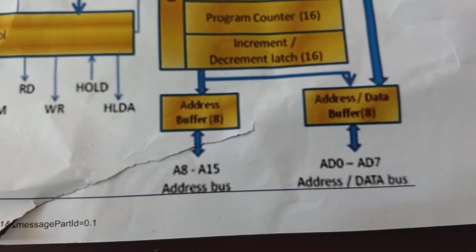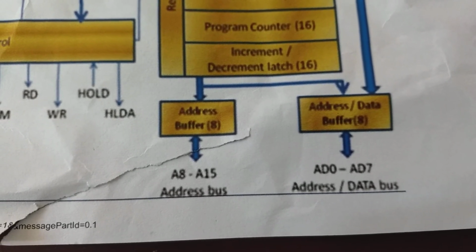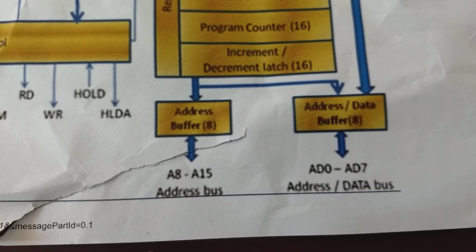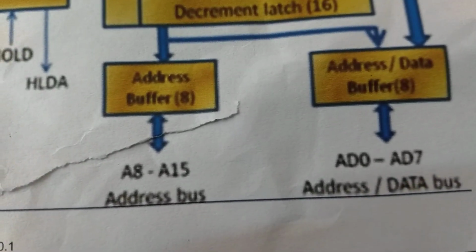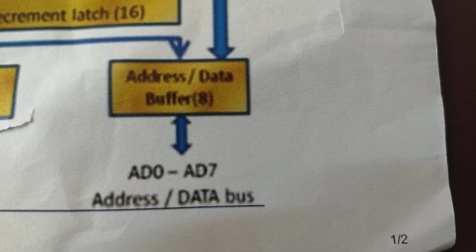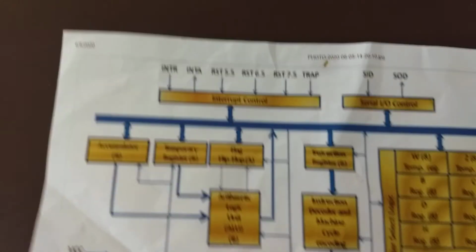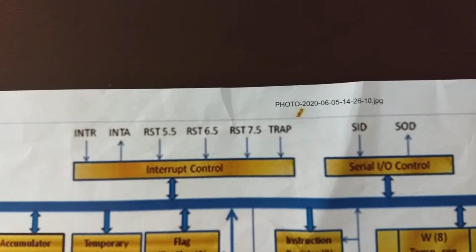This is the address and data buffer. It is bidirectional. When the address is passing through the bus, the address bus will be active, and if data is to be passed, the data bus is active. This is bidirectional.